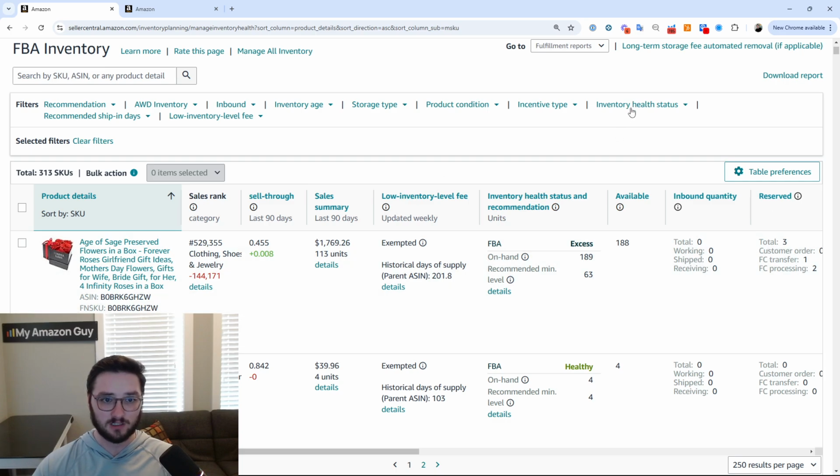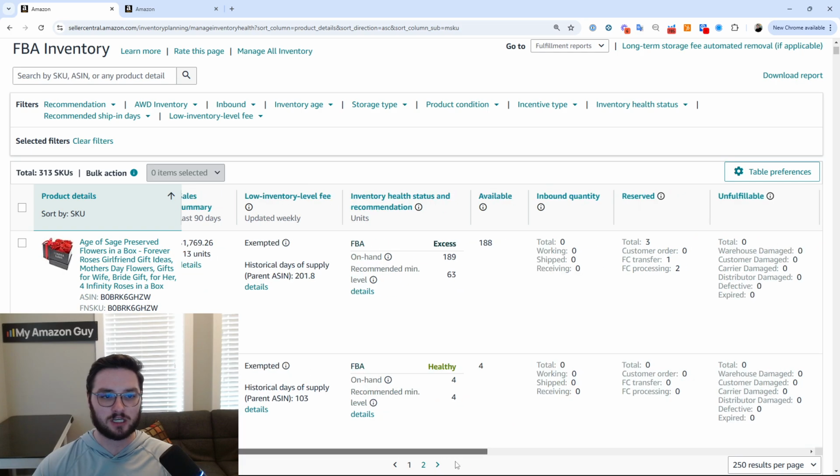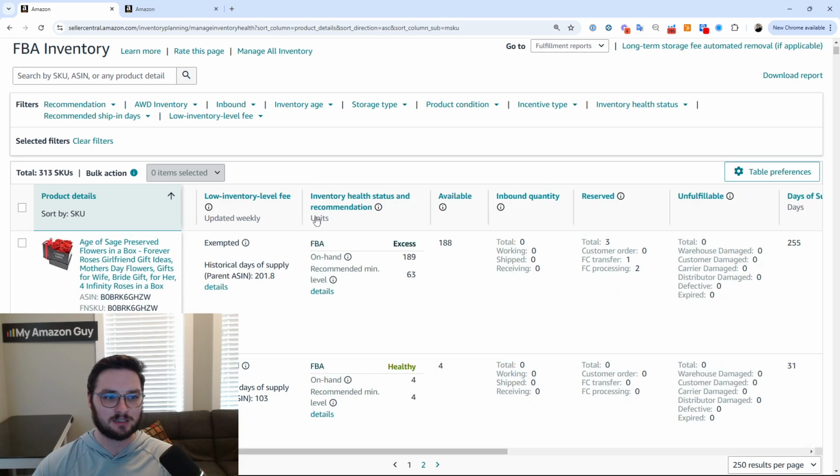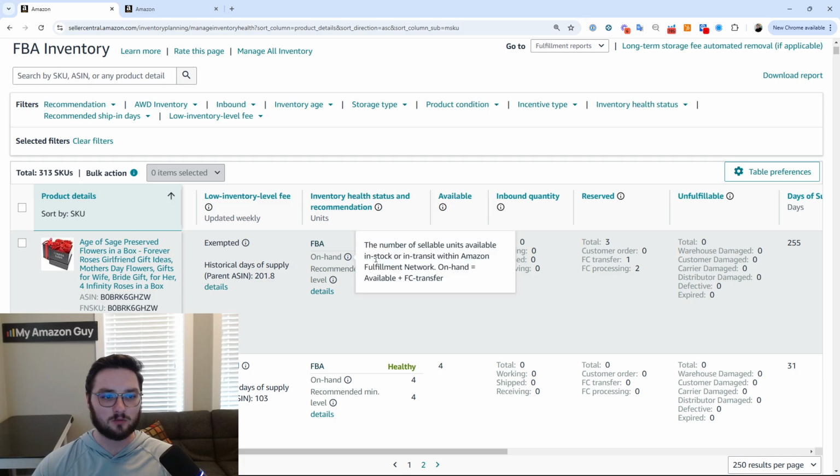So let's start off by talking about our inventory health status and recommendations. You can see here we have a few things. We have on hand recommendation, and then what our recommended minimum levels are. For this exact product, you can see we have excess at the moment.